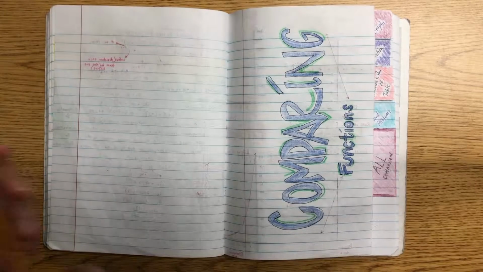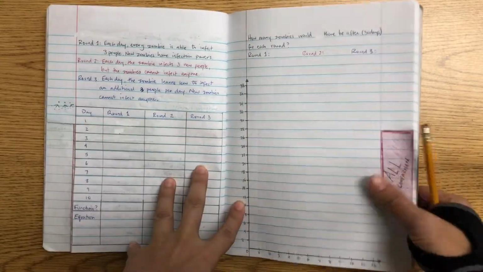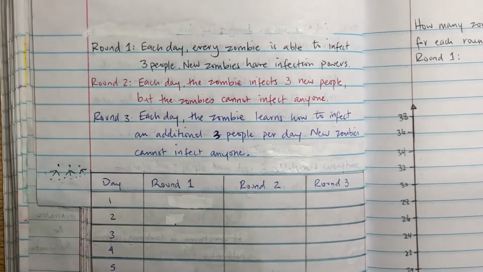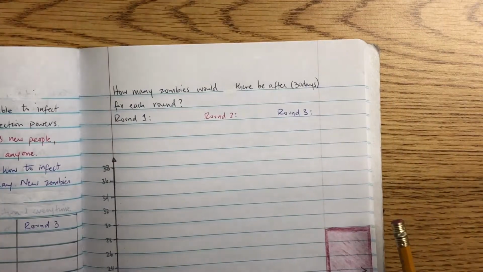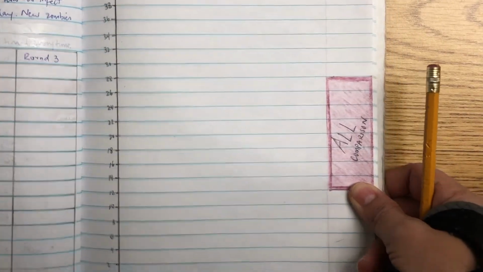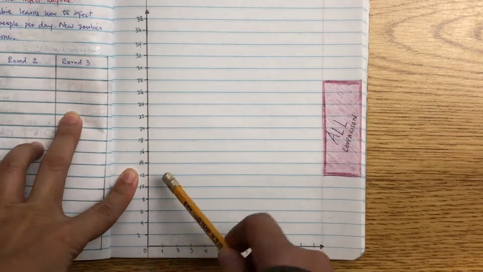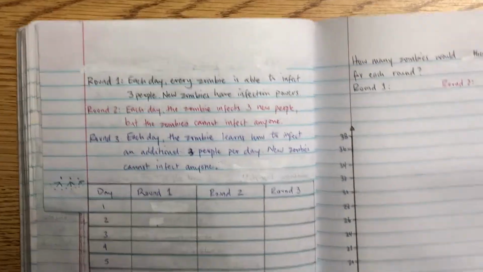To take a look at comparing exponential, linear, and quadratic all together, you're going to make a new tab. No need to cut it. Just title it All Comparison. Pause the video and copy this down. When it comes to the graph, make sure you copy down exactly what it looks like. Even spaces, the x-axis goes up in ones and the y-axis goes up in twos.